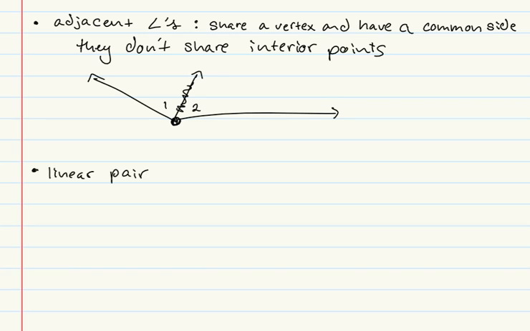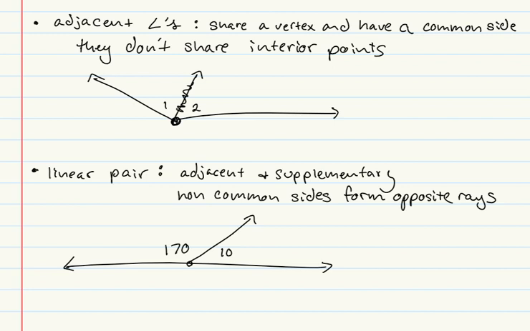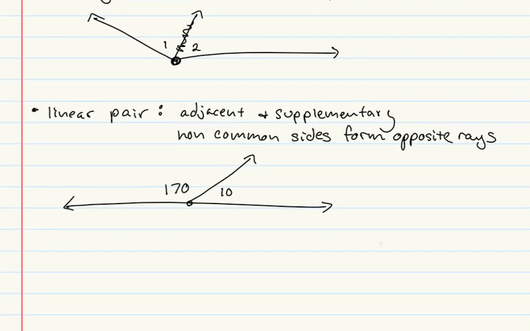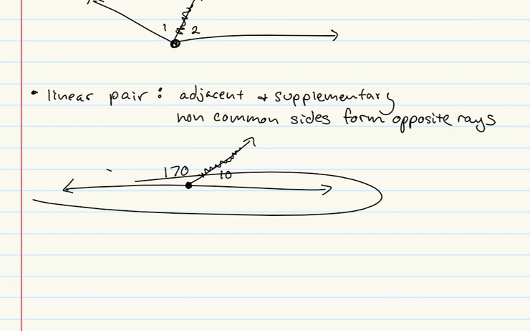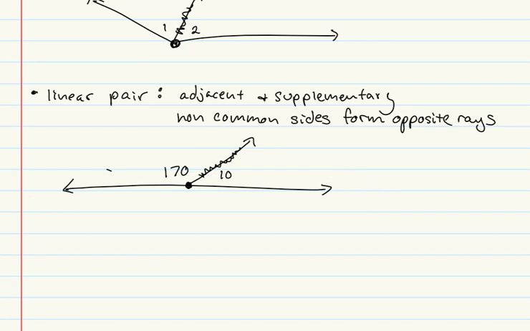Next, we have a linear pair. Linear pairs are supplementary. They are also adjacent, and their opposite sides, their non-common sides, form opposite rays, which form a line. Here is an example of a linear pair. They share a vertex, they are adjacent and also share a side. They are supplementary, and their non-common sides form opposite rays or form a line.